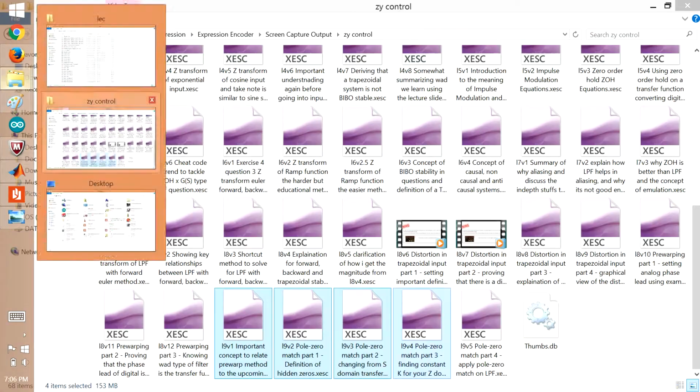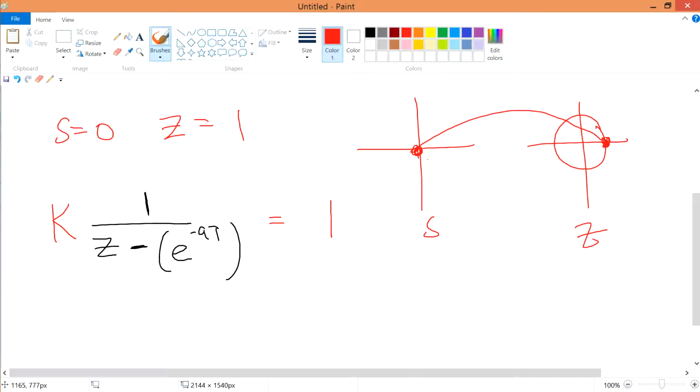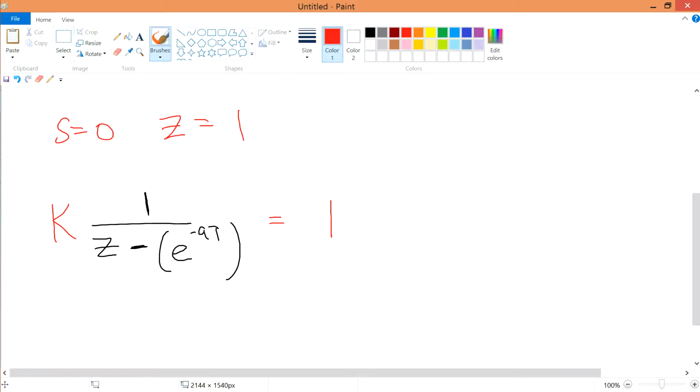If you don't know anything about the mapping, then you just watch L3, V7, V8, V9, 9.1. Watch these 3 videos in the playlist. So over here, at this particular step, what I'm doing is to sub in: when s is equal to 0, z is equal to 1. My purpose over here is to find K already, in case you don't know.